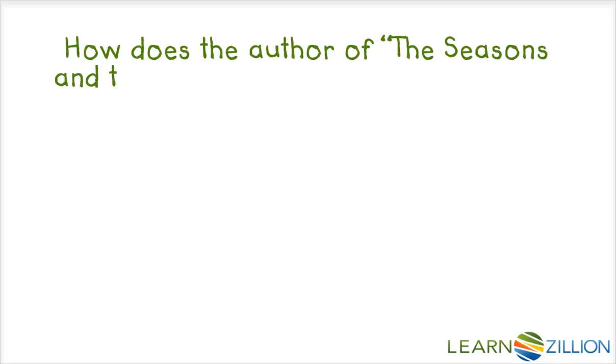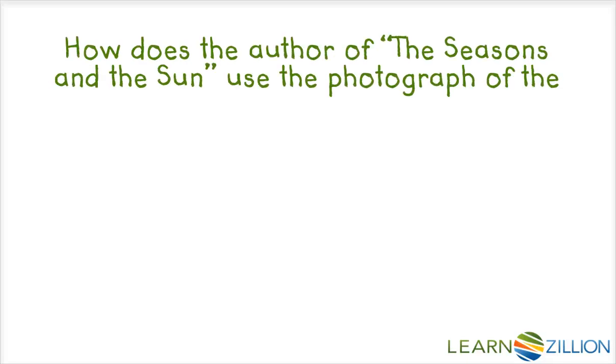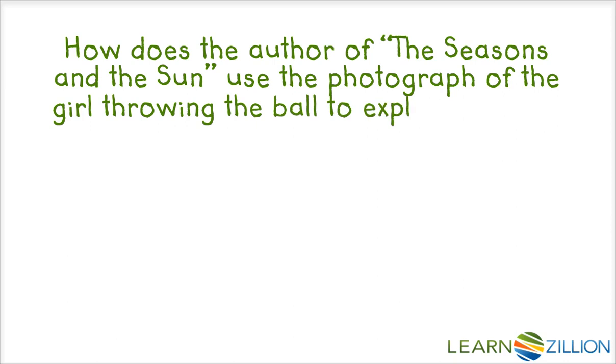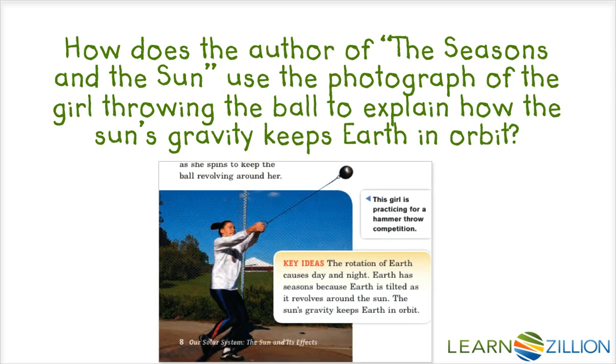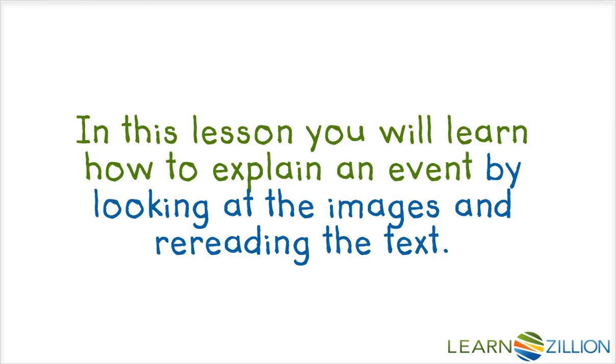How does the author of The Seasons and the Sun use the photograph of the girl throwing the ball to explain how the sun's gravity keeps Earth in orbit? In this lesson, you will learn how to explain an event by looking at the images and rereading the text.